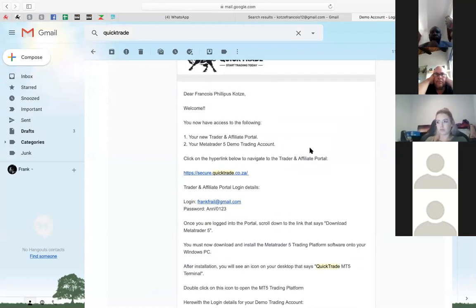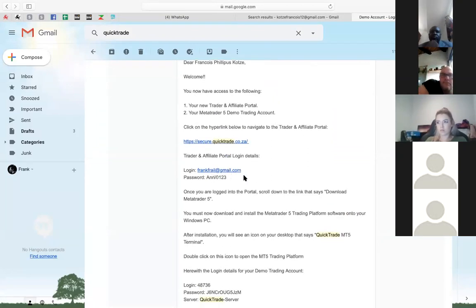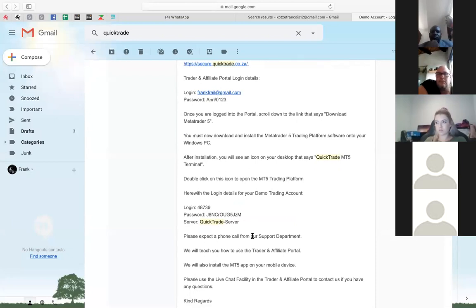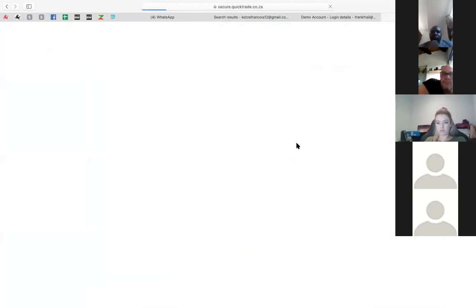So you'll receive an email like this. First one will be with a validation link. You're just going to click on that, then you're going to receive an email like this. Your password and email address, your login will be your email address, and your password will be whichever one you choose. That will be for your portal login details. And then at the bottom, it will be for your MetaTrader login details. If you scroll all the way to the bottom of that email, you will see here, log in to portal. Okay, you're going to click on that. It's going to take you to the portal.